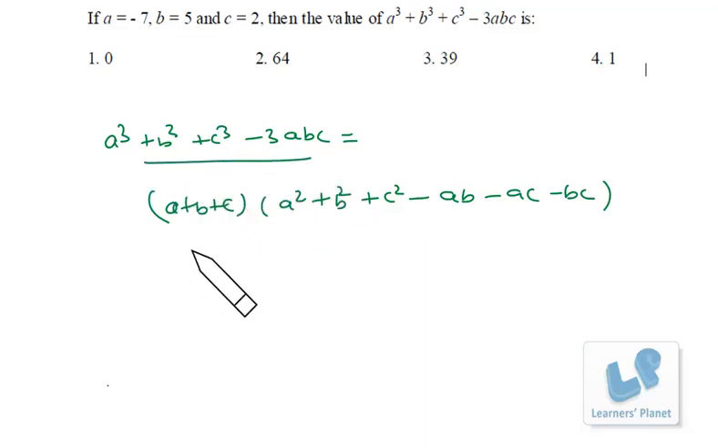So in this case, we have to find the value of this. Now we just check the value of a plus b plus c. That is minus 7 plus 5 plus 2, which is equal to 0. Right? So a cube plus b cube plus c cube minus 3abc will be equal to 0 because a plus b plus c is 0. Okay? So it is just an application of this formula. I hope you are clear.